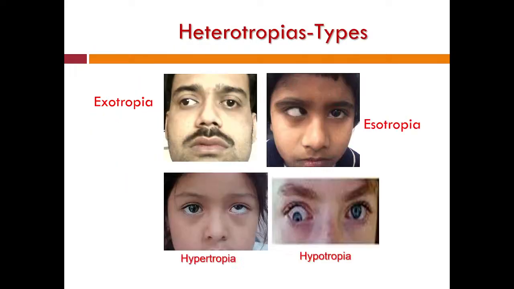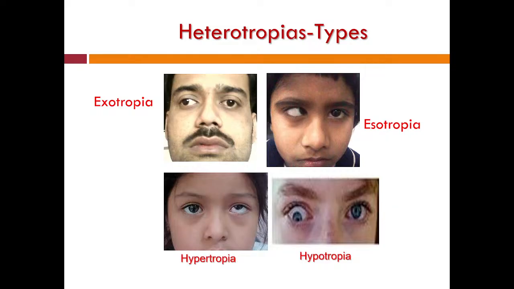Then similarly we have tropias also. Tropia means manifest squint, heterotropia means a manifest squint. Now again based on direction, it can be exo, this eye is deviated out, and it is a manifest squint, because you do not have to do any cover test to diagnose it. It is obvious from a distance, you can say this eye is deviated outward, this is inward eso, this is up is hyper, and this is hypo. So this is a manifest squint, you do not have to do any test, you can see that the eye is squinting obviously, and based on direction you say this patient has heterotropia and it has exotropia, esotropia, hyper or hypotropia.